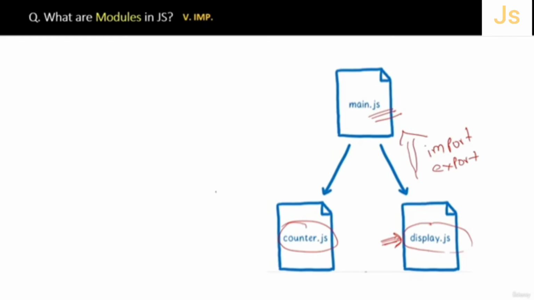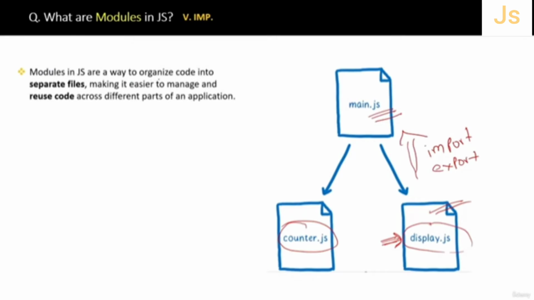In this manner, your application will be more structured and readable for the developers. Also, one file can be used in many modules like main.js and others. So that is one of the benefits of modules. The definition is: modules in JavaScript are a way to organize the code into separate files, making it easier to manage and then reuse the code across different parts of the application.